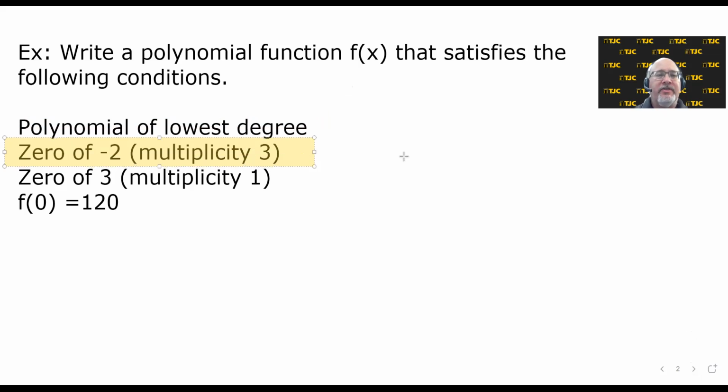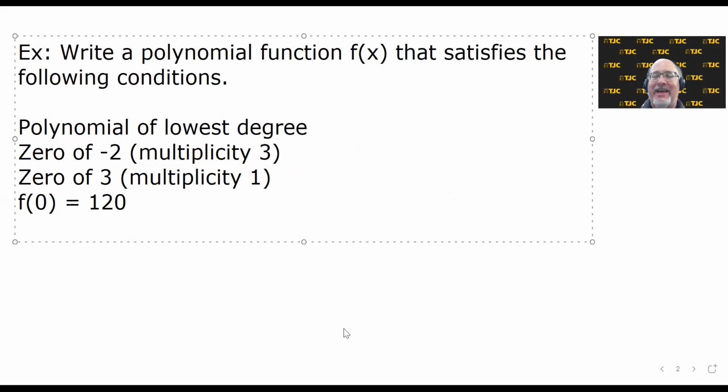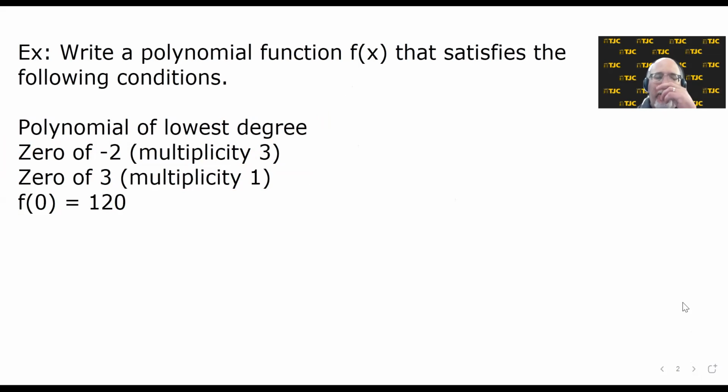Number 2, we have a zero of -2, but with multiplicity 3. Thirdly, we have a 0 of 3, but with a multiplicity of 1. And finally, when we put in 0, we want to get out 120. In physics and engineering, this last thing is what's known as an initial condition. Initially, our polynomial has to satisfy these values. So how are we going to do this?